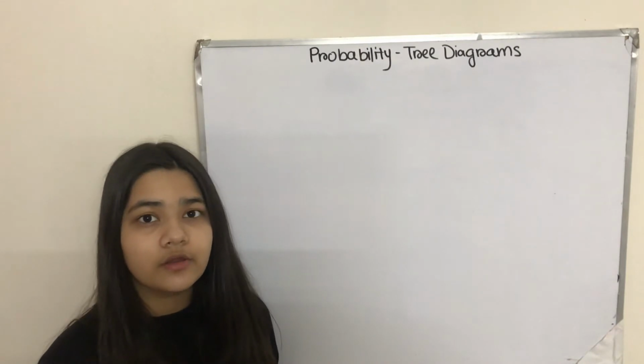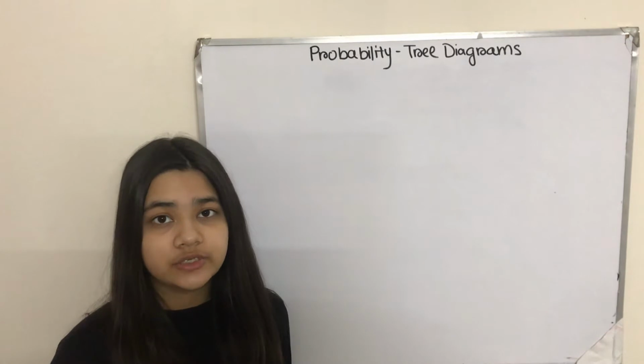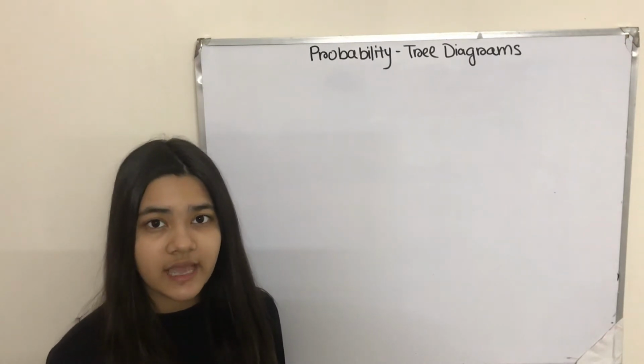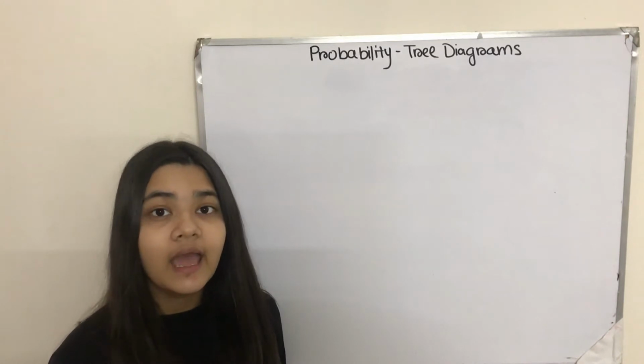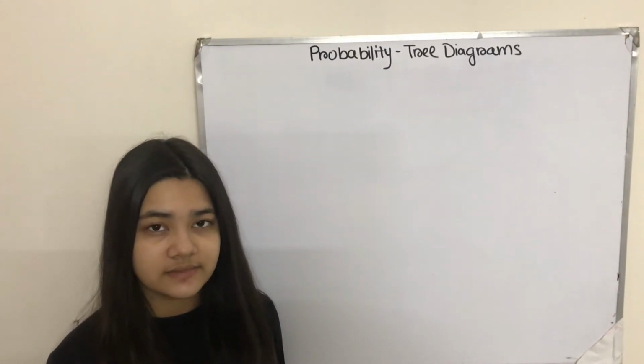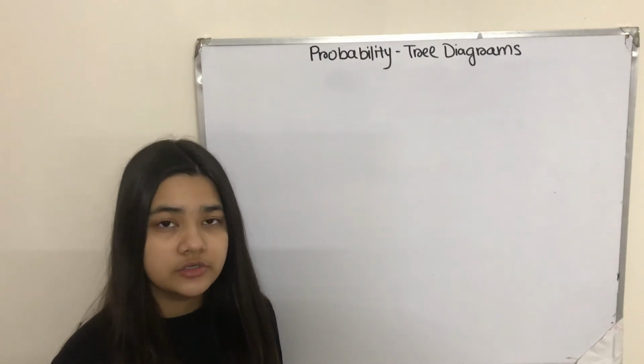In this video, we're going to learn tree diagrams. So let's start. How do we use tree diagrams in probability? Each node on the tree diagram represents an event and is associated with the probability of that event. So let's take the example of tossing a coin 2 times.